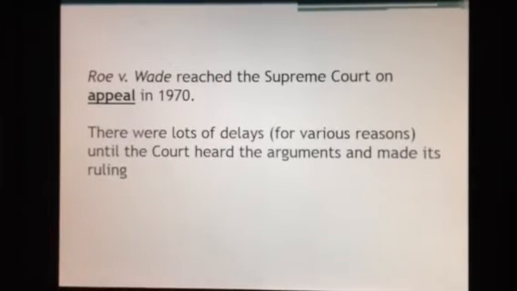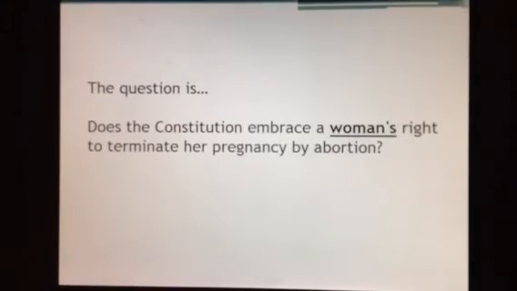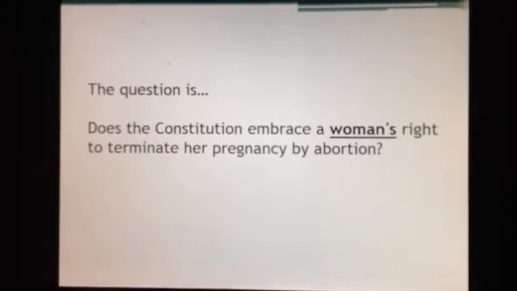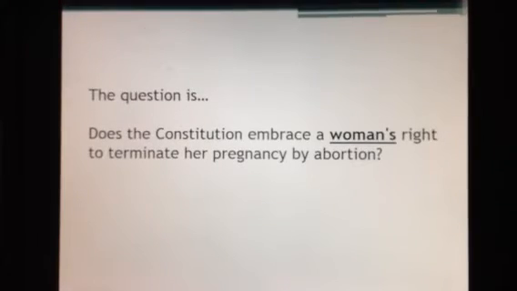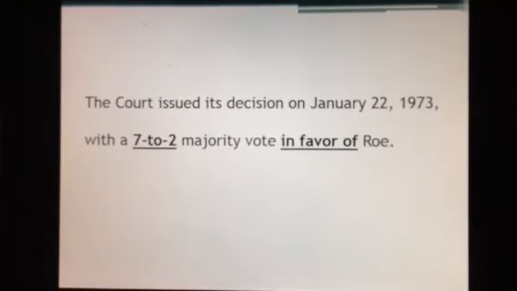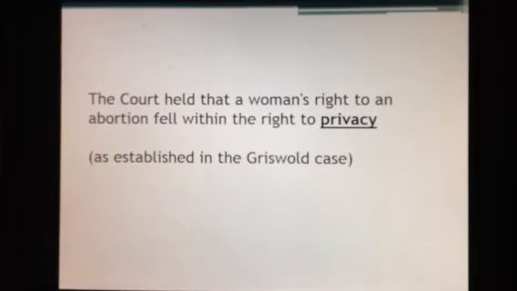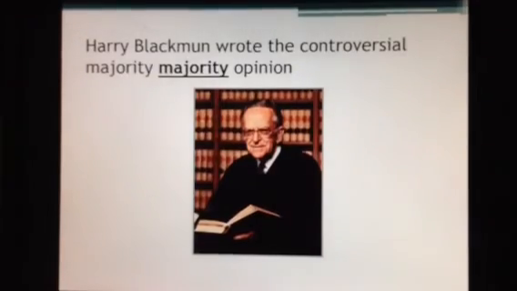Roe versus Wade reached the Supreme Court in 1970 on appeal. Lots of delays. The question is, does the Constitution embrace a woman's right to terminate her pregnancy by abortion? That's the question. There was a 7-2 ruling in favor of Roe, a 1973 ruling. The court held that yes, a woman's right to an abortion did fall within her right to privacy, as established in the Griswold case.